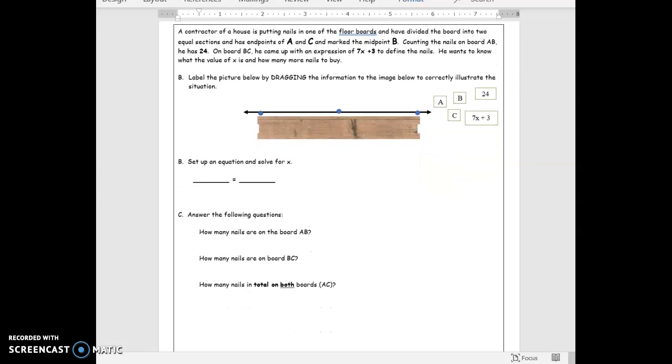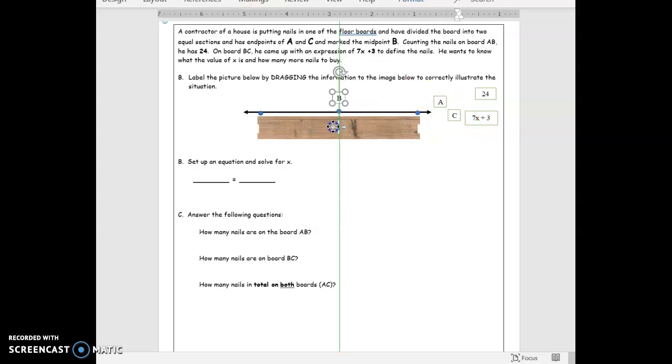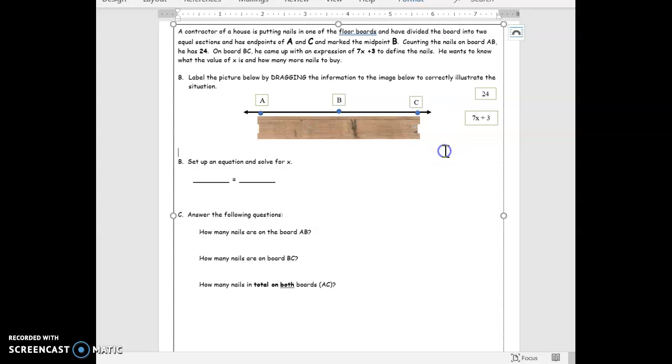All right, taking a look at the second one here. It says a contractor of a house is putting nails in one of the floorboards and has divided the board into 2 equal sections. It has endpoints of A and C, and he's marked the midpoint of B. So looking at just that first information, A, C, and B are our points. It tells us B is in the middle. So again, I'm looking for you to drag the information that I provided for you over to the picture so that it accurately reflects the scenario.